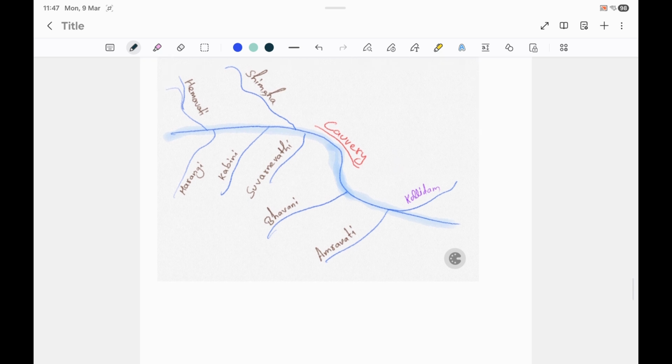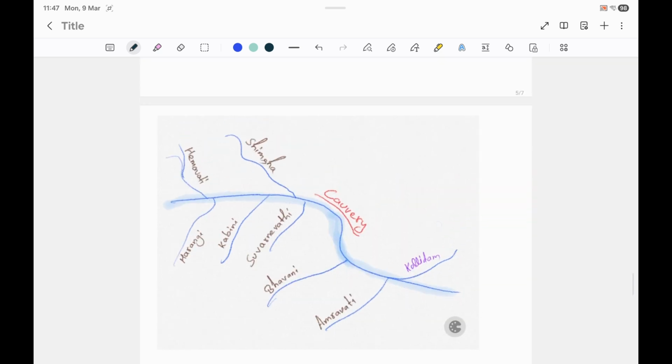Now moving on to the Kaveri river. Kaveri originates in Talkaveri in Brahmagiri Hills, that is in Karnataka. It flows through Karnataka and Tamil Nadu, draining into the Bay of Bengal. Looking at the tributaries, left bank tributaries are Hemavati, Simsha, and right bank tributaries are Harangi, Kabini, Suvarnavati, Bhavani, Amravati, and Kolidam is a distributary of Kaveri river.